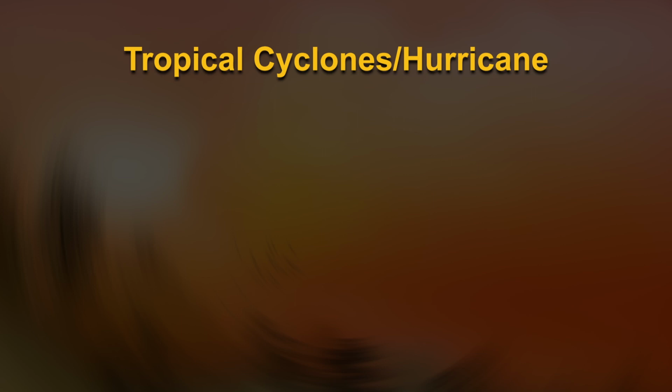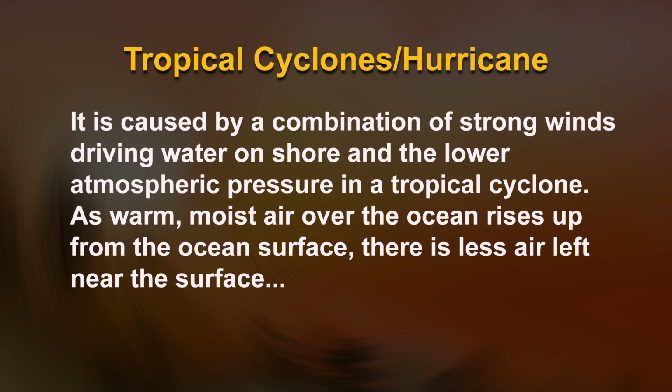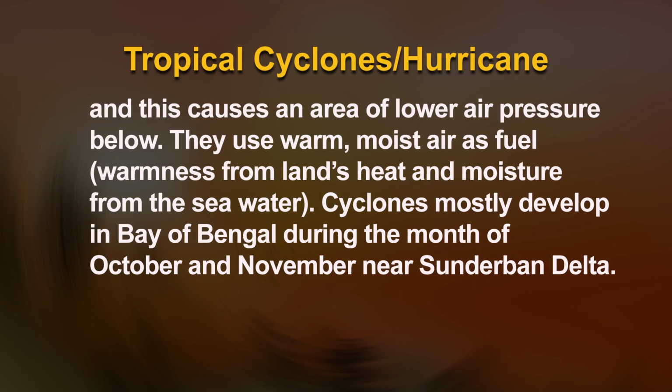Tropical cyclones or hurricanes. Tropical cyclones are a kind of rotating storm, intensive low pressure areas confined to the area lying between 30 degrees north and 30 degrees south latitude, which spreads to the area between the Tropic of Cancer and the Tropic of Capricorn, or the equatorial region. It is caused by a combination of strong winds driving water onto the shore and the lower atmospheric pressure in a tropical cyclone. As warm moist air over the ocean rises up from the ocean surface, there is less air left near the surface, and this causes an area of lower air pressure below.